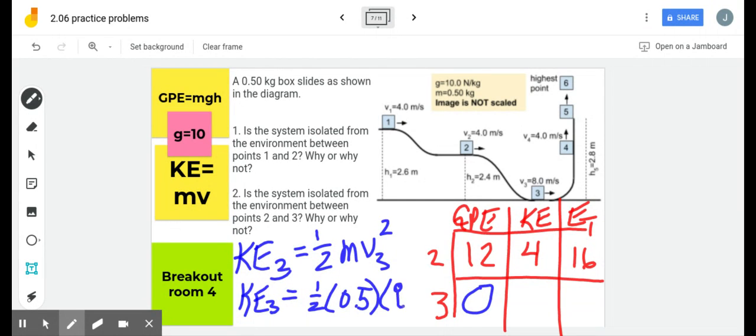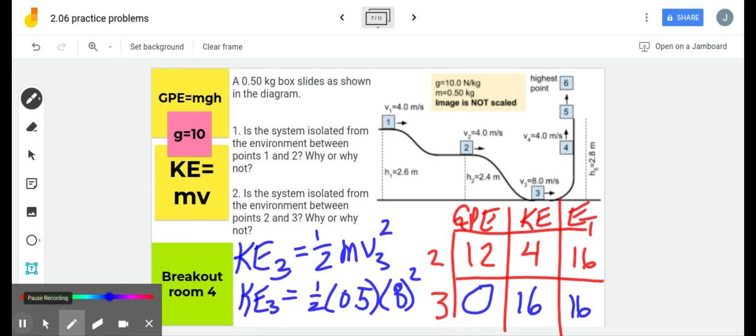Okay. Now let's take a look at what the total energy is at point 3. So you can see that at point 3, it's on the ground. So its GPE is 0. So all we have to do is calculate the kinetic energy at point 3. 1/2 mv3 squared. So we've got 1/2 times another 1/2 times 8 squared. 8 squared is 64. 64 times a half is 32. 32 times a half is 16. And we've got a total energy of 16. So yes, the system is isolated from the environment between points 2 and 3.